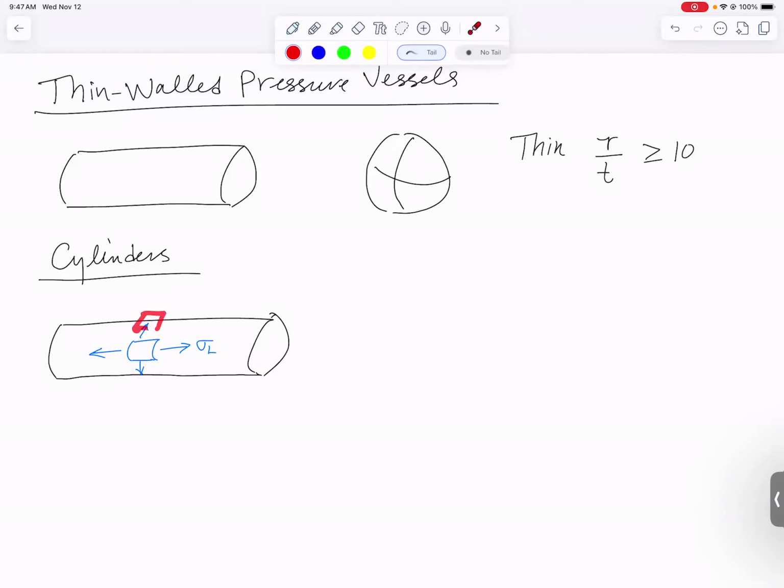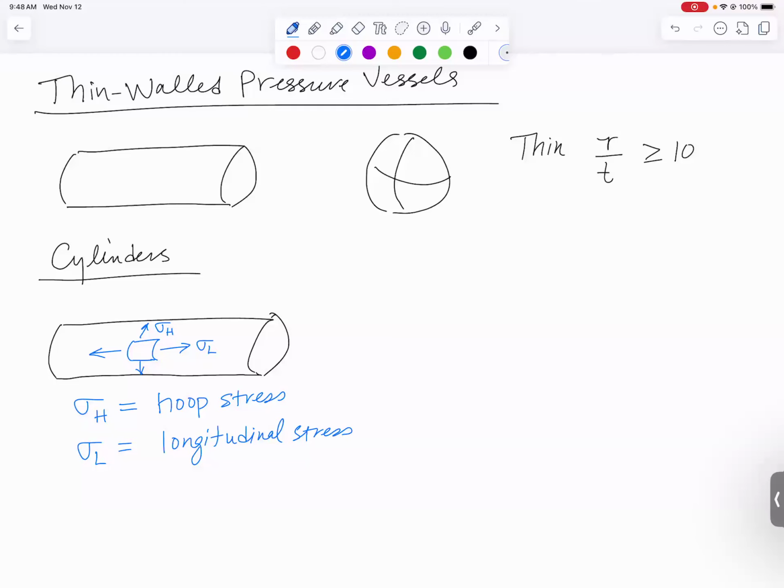So if I were to take a cut up here, the stress would act that way. If I took a section of material down here, this stress would come out of the page at us. This is what we call the hoop stress, sigma sub h. So let me write those down. Sigma with the subscript h is going to be what we call hoop stress, and sigma L is what we call our longitudinal stress. Let's do a really quick derivation to figure out what these are going to be equal to. So if you imagine taking a cylinder for a minute and cutting out a chunk of material.